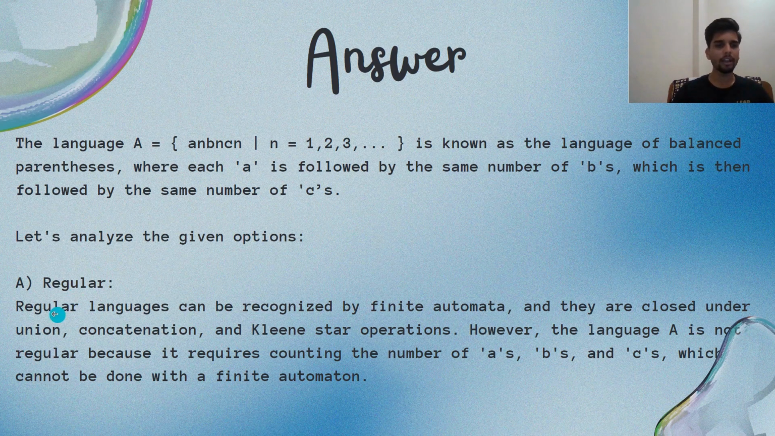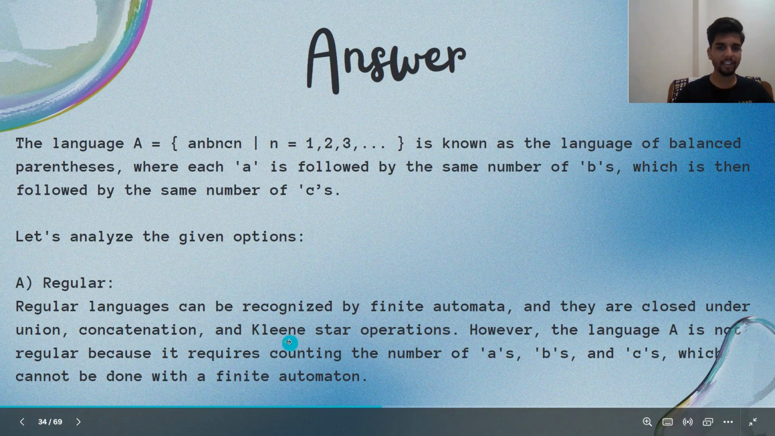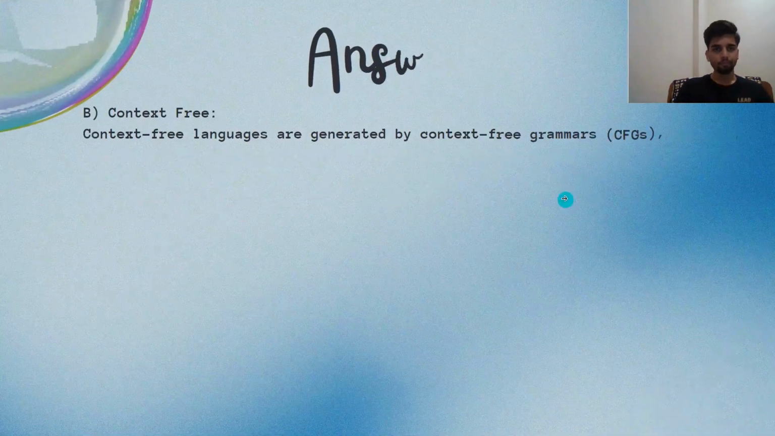Option A, regular. Regular languages can be recognized by finite automata and they are closed under union, concatenation and Kleene star operation. However, the language A is not regular because it requires counting the number of a's, b's and c's, which cannot be done with a finite automaton. Let's go to our next option.